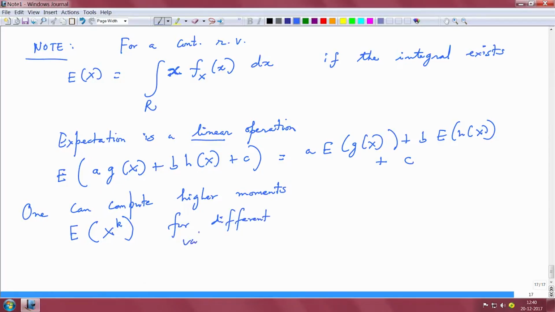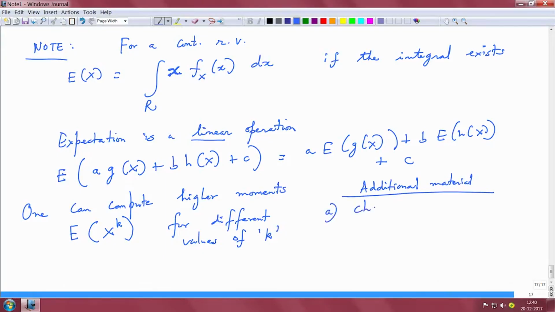For different values of k, and then use these statistical quantities as appropriate for your calculations. So, I will leave this as additional material for your reading. You can look into Stark and Woods or any other basic book on probability, Sheldon Ross, etc.